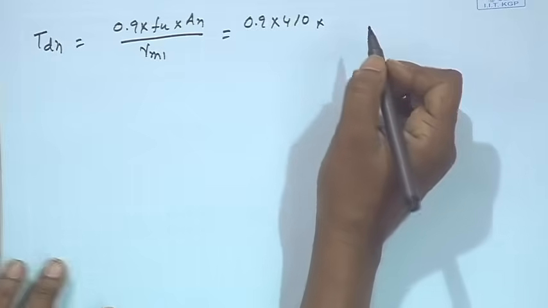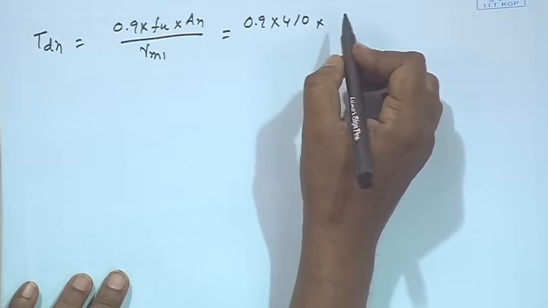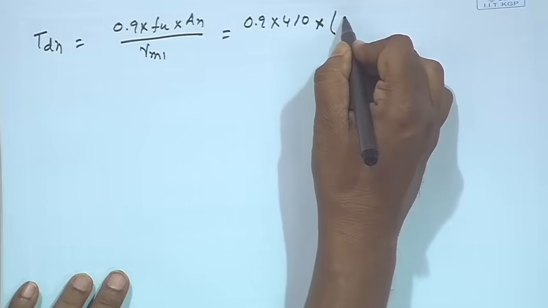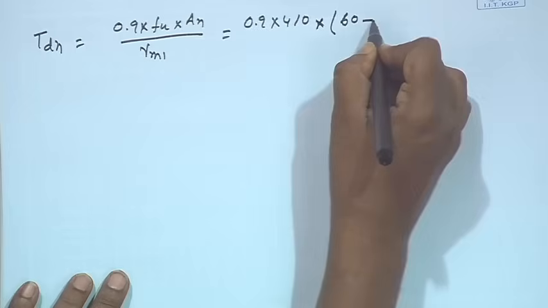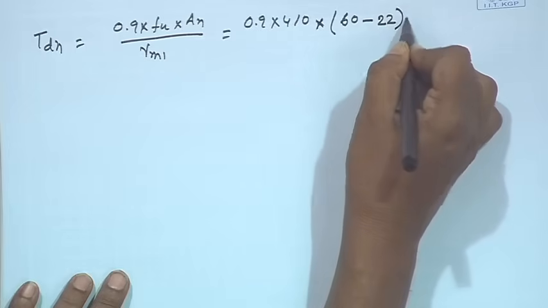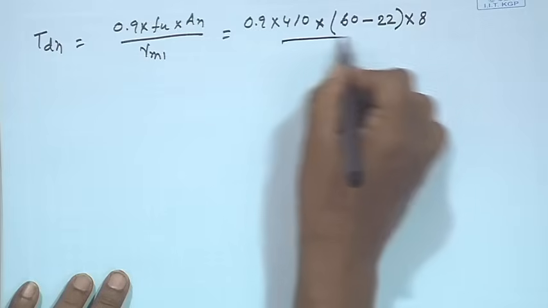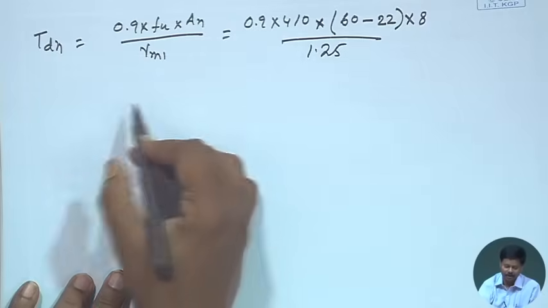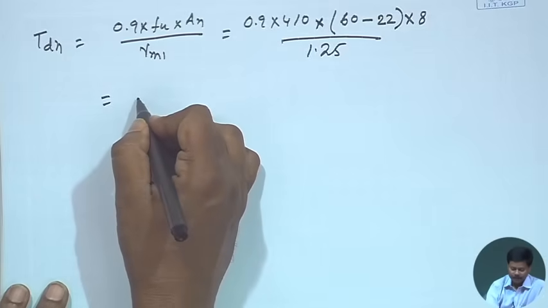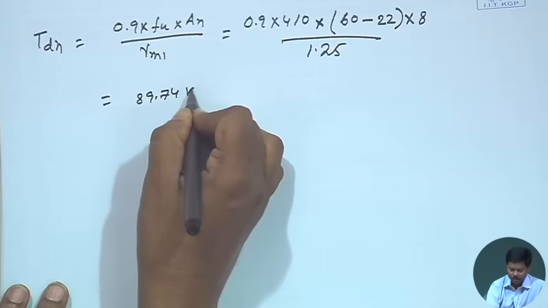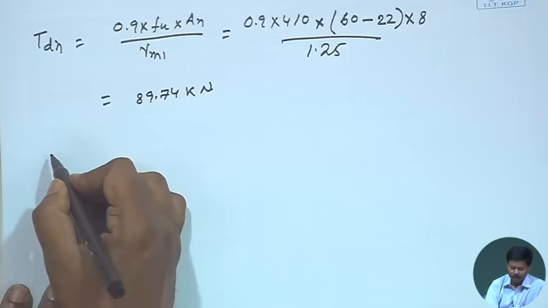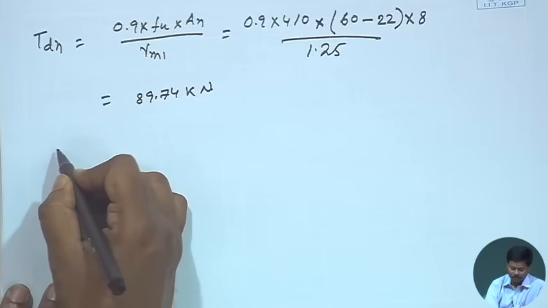Now, An per pitch, if we consider, so 60 is the pitch and the hole diameter of the bolt is 22, into thickness 8, right, by 1.25. So, the strength of angle per pitch length we can find out, this will become 89.74 kilonewton, right.